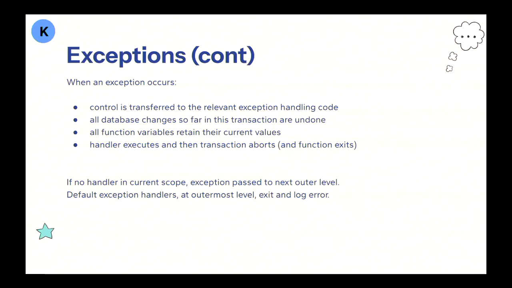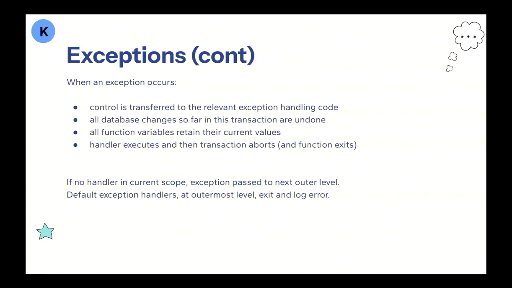The control flow is transferred to the relevant exception handling code specified by the when then clause. And all database changes so far after this begin are undone. This is important. So if an exception happens, all the statements in this transaction are undone. And all function variables will return their current values at the moment of the occurrence of the exception. And after that, the handlers will just execute and the function will exit.